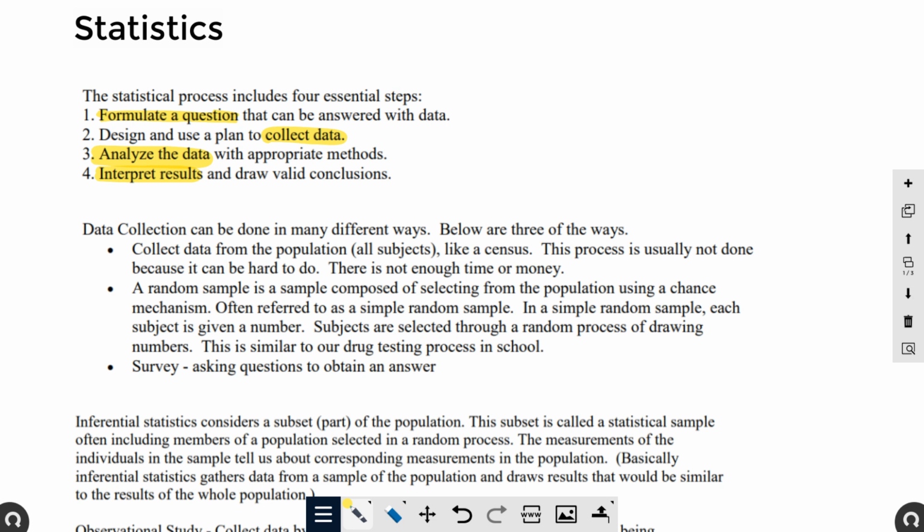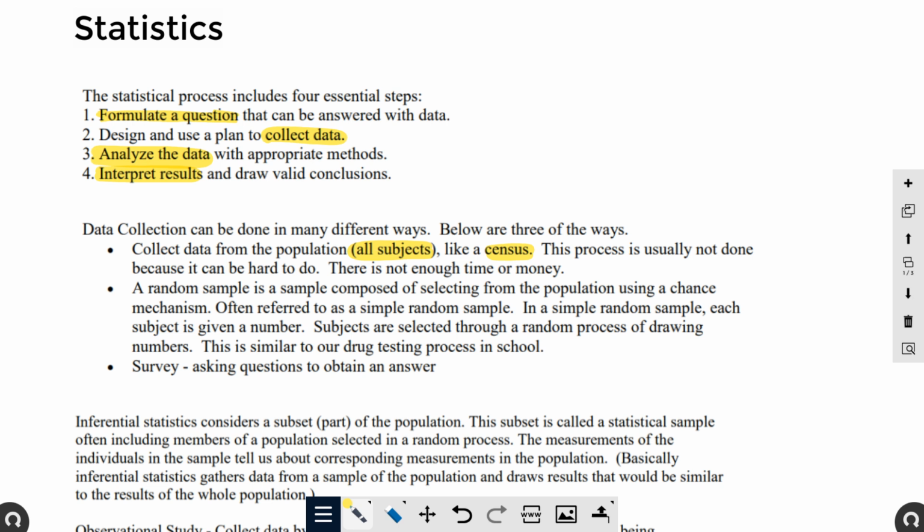Okay? Now, data collection can be done in several different ways. So here's 3 types of ways that you can collect data. The first one is a census. A census is using all subjects, everybody that you have. So, for example, the U.S. does a census every 10 years from everybody in the United States.